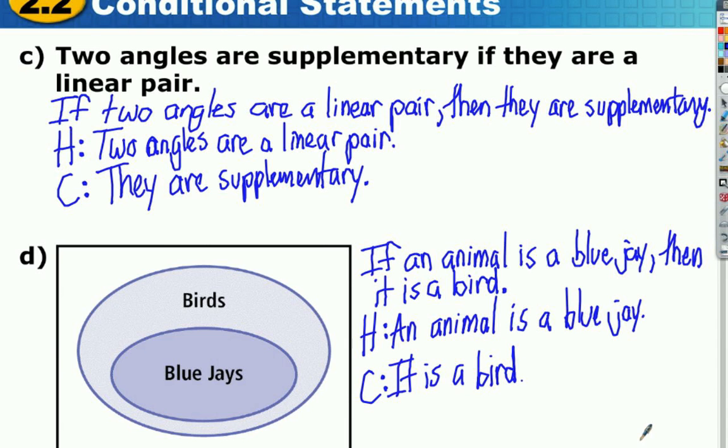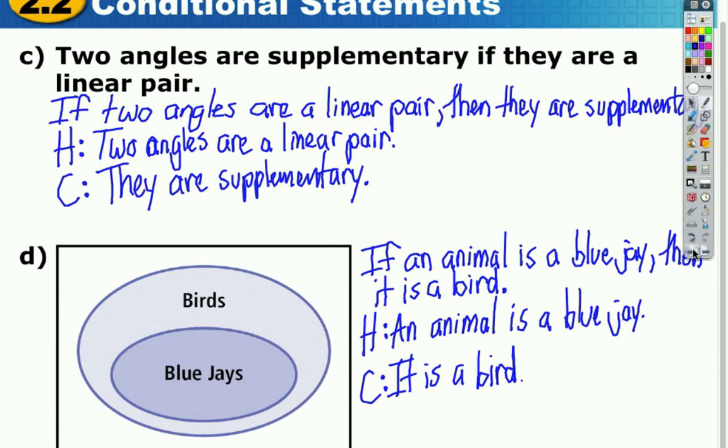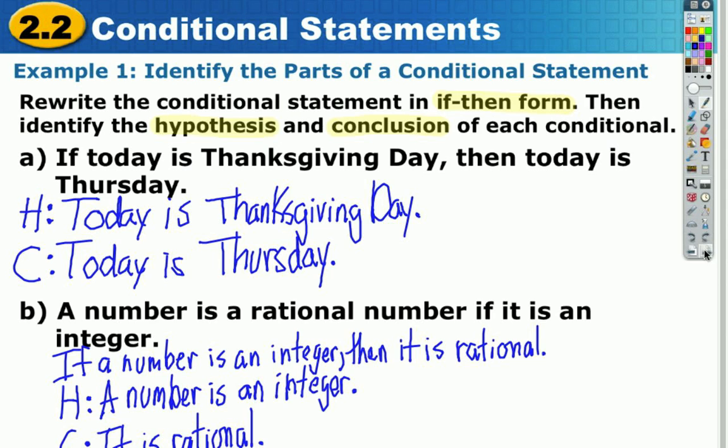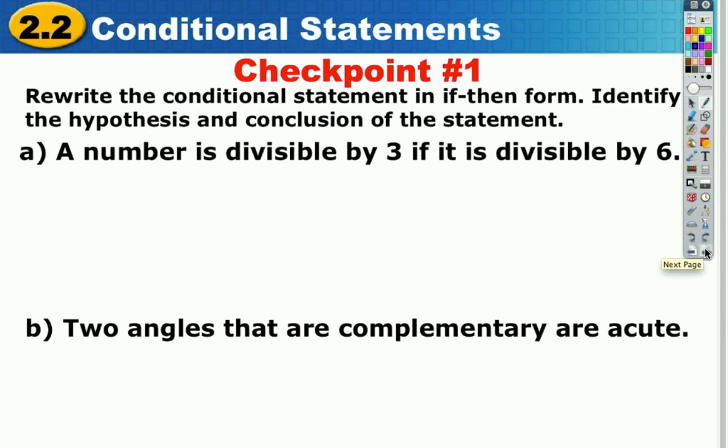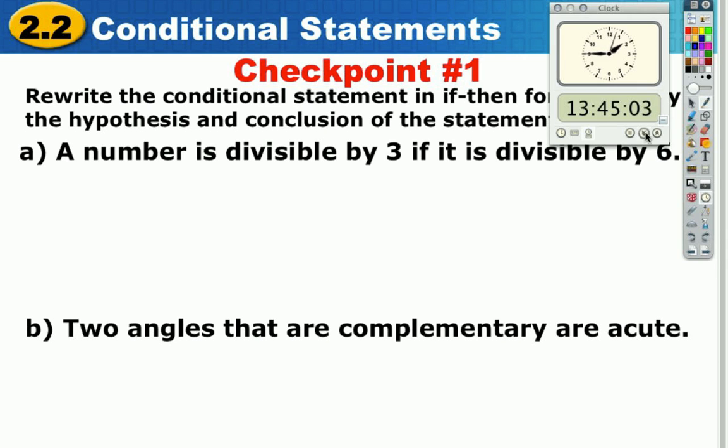Any comments, questions, or concerns on writing if-then statements, identifying hypothesis and conclusion? Any comments or questions? All right, give it a shot on your own. You've got two different statements. Rewrite the conditional statement in if-then form, and then identify the hypothesis and the conclusion of the statement. You've got part A and part B. You've got three minutes.